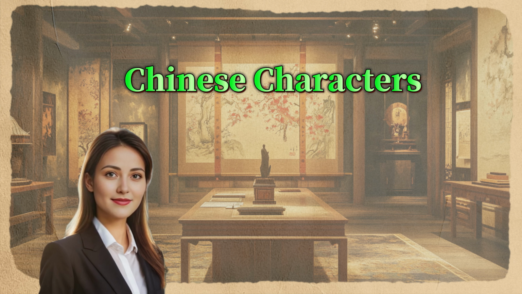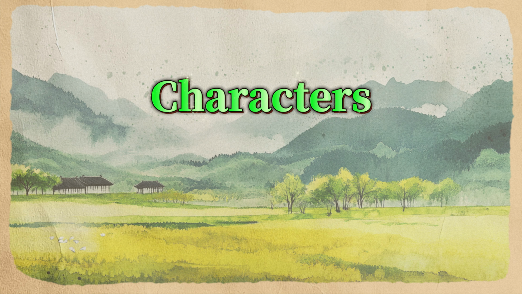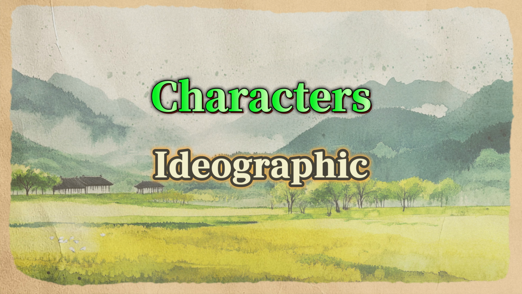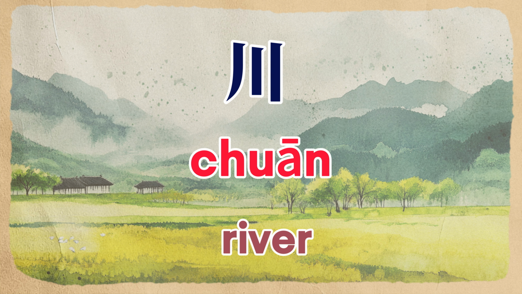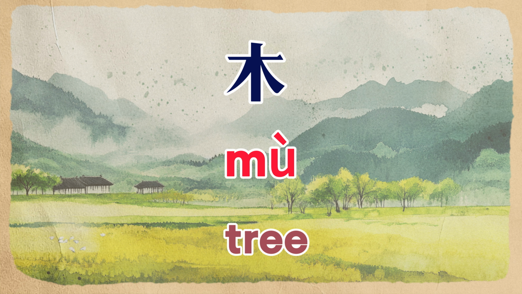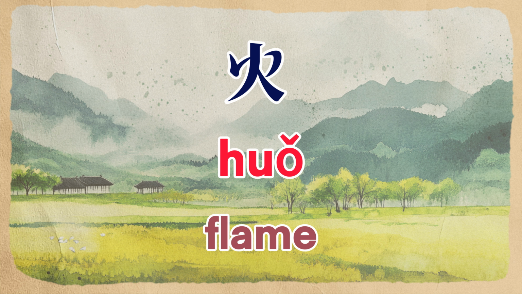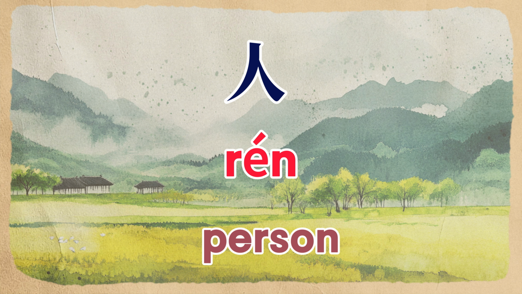Chinese characters. First, let's talk about the most unique aspect of the Chinese writing system: characters. Chinese characters are ideographic, meaning each one represents an idea or concept. For example, 山 resembles the shape of a mountain, 川 looks like a flowing river, 木 depicts a tree with its trunk and branches, 火 resembles burning flames, 人 represents a standing person, showing the outline of a human figure.